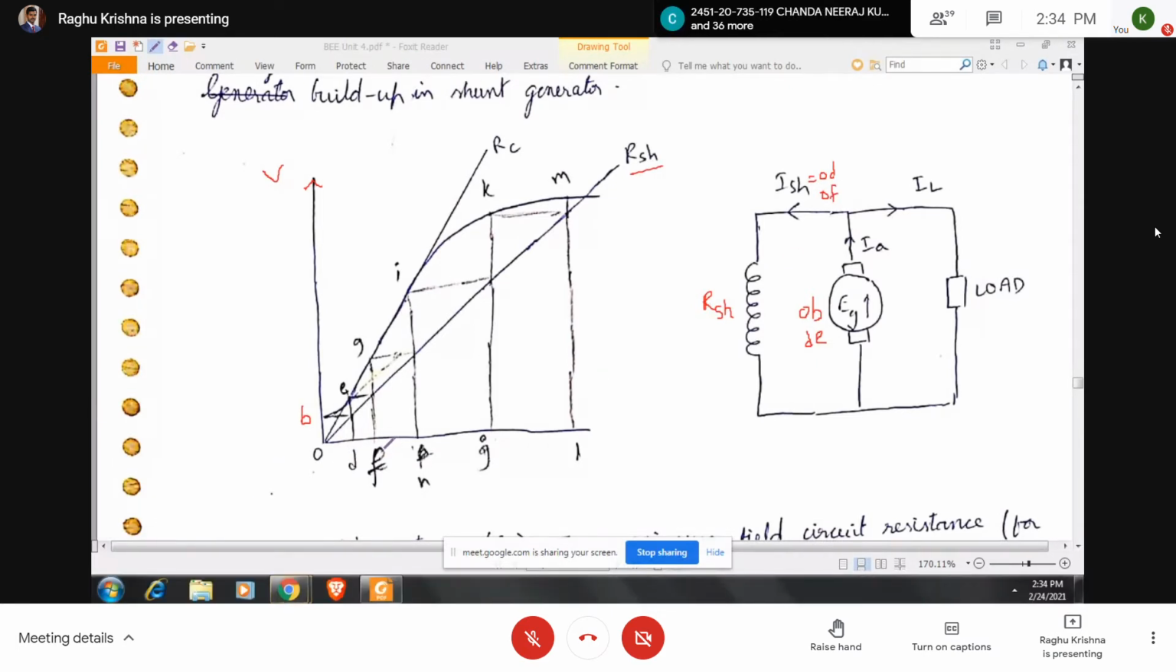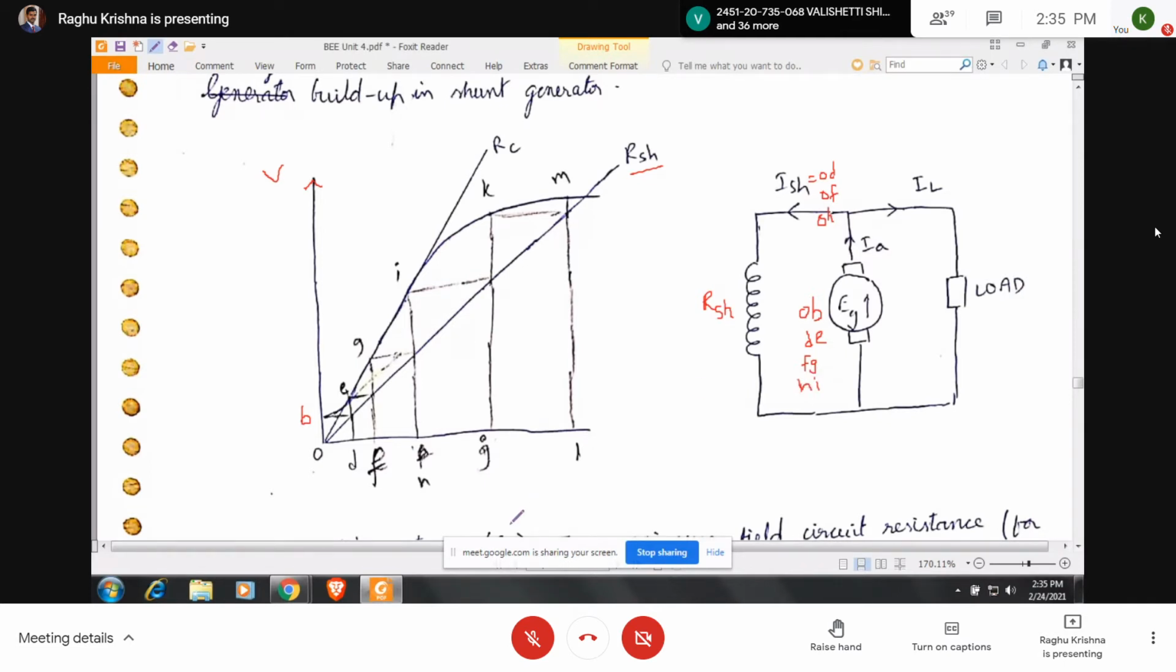Due to that flux, FG is the voltage, and due to this FG voltage, the current becomes OH. Due to this OH current, you are going to have flux, and due to the flux, you are going to have the EMF as HI.